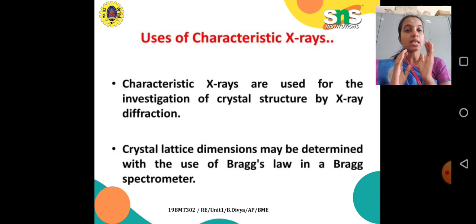Crystal lattice dimension can be determined with the use of Bragg's law in the Bragg spectrometer. Thank you.